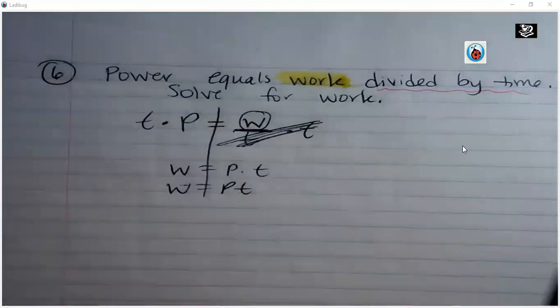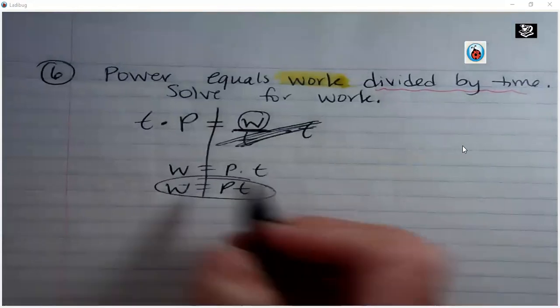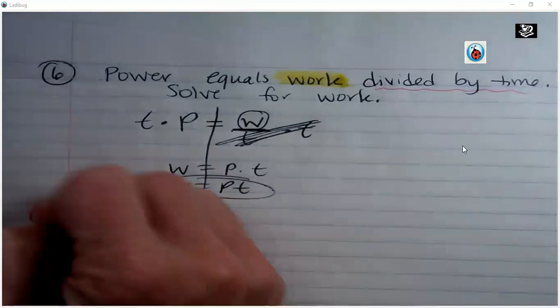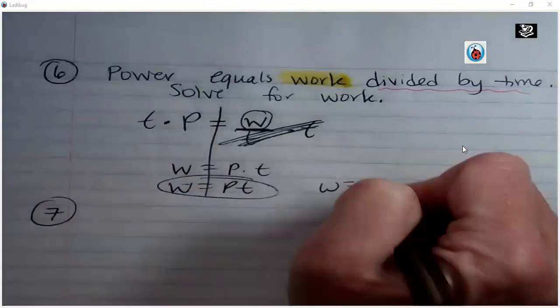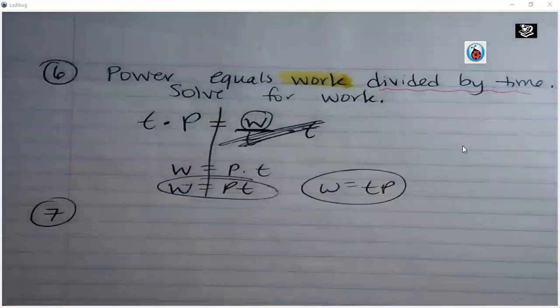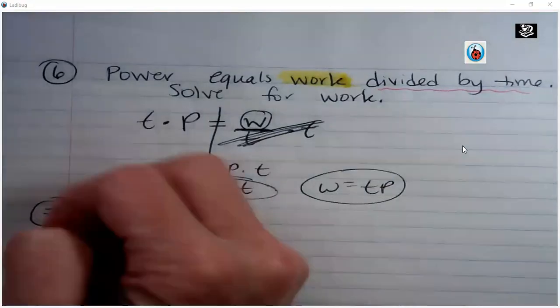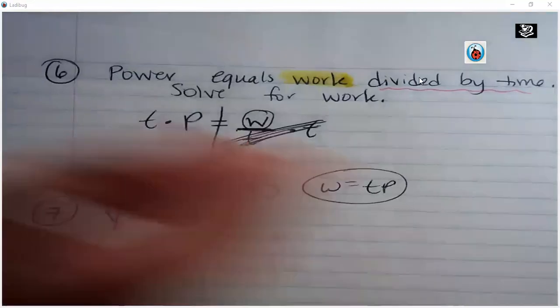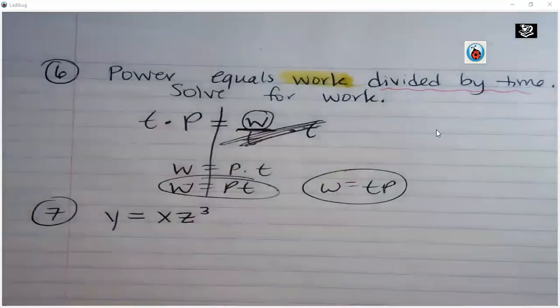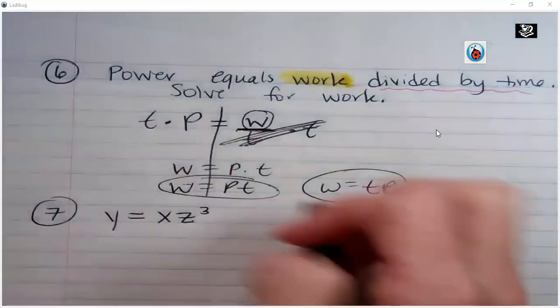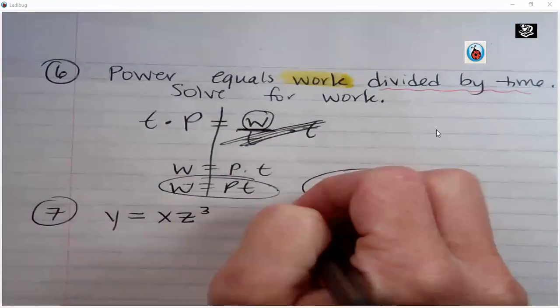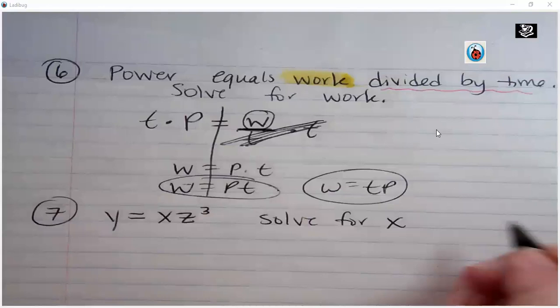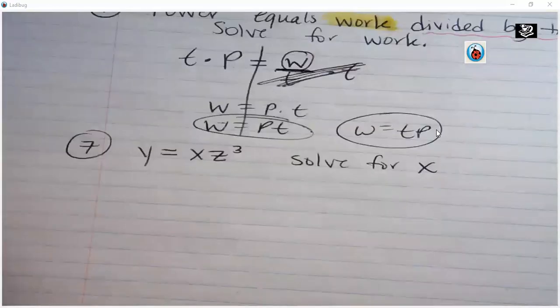Good job, Kamari. Okay. You could also have W equals TP. That would be correct too. When you're multiplying, the order doesn't matter. Okay. All right. Y equals X Z to the third. Solve for X. Y equals X Z to the third. Solve for X.